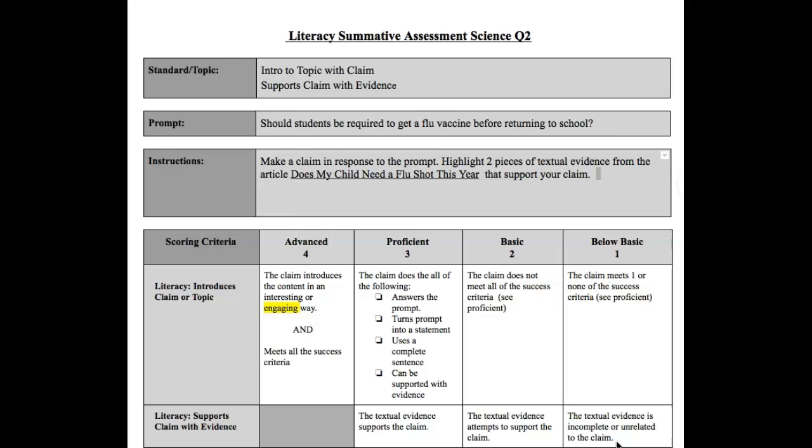Okay, so we'll be going over this rubric in class, but please now take a minute in your digital science notebook and respond to the questions that I asked you about this rubric. All right, and again, let me know if you have any questions.